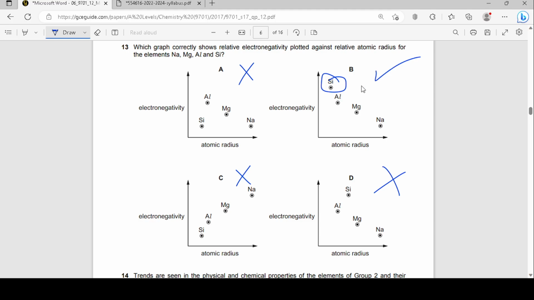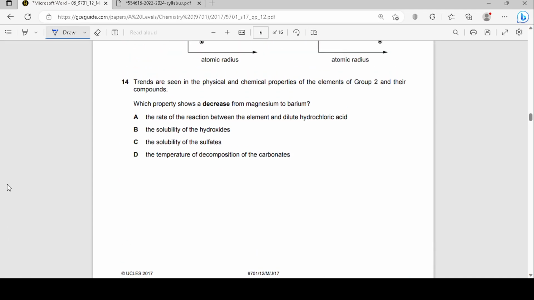So D is out, and B is the correct answer, where sodium has the greatest radius, magnesium has a smaller radius, aluminum has a smaller radius than that, and silicon has the smallest radius out of the four. So I'm going to circle B. Okay, so yeah, next question.